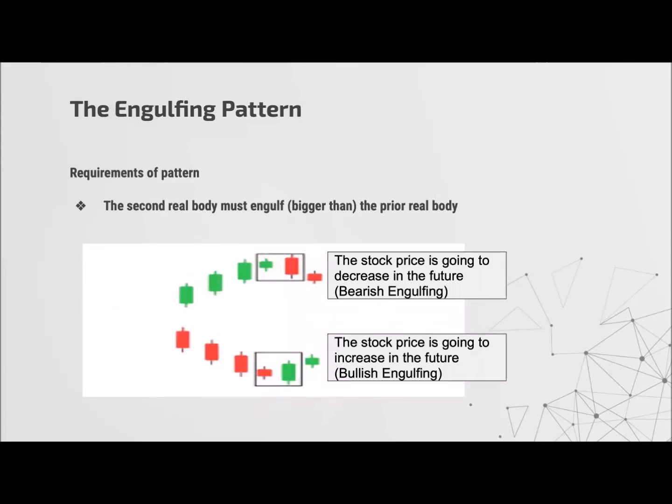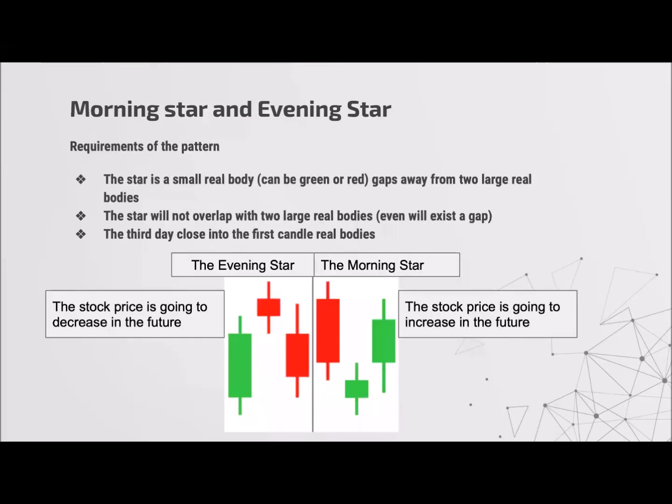The other one is the engulfing pattern. In this pattern, the second real body must engulf the previous body, and it can imply a decreasing trend or an increasing trend in the coming days. About the morning star and evening star, the star is a small real body gapped away from two large real bodies. The stock price is going to decrease in the future when it is an evening star, while the stock price is going to increase in the future with a morning star.